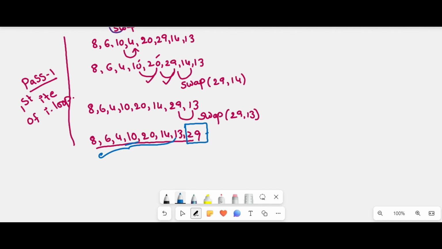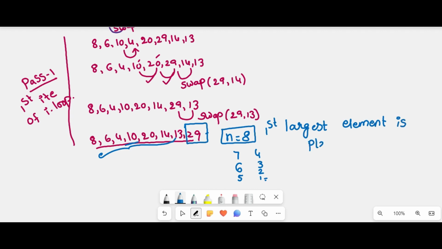Actually the array size is 1, 2, 3, 4, 5, 6, 7, 8, so the array size is 8. In the next iteration we will consider only 7, in the next only 6, then 5, 4, 3, 2. If it is 1, there is no need, as that is already in sorted order. So in the first iteration, the first largest element is placed in the correct position.